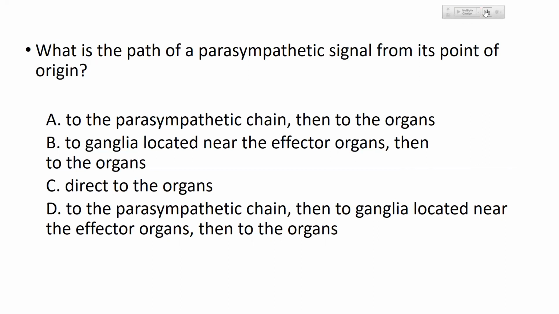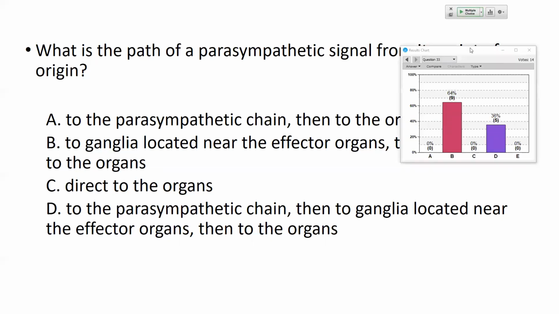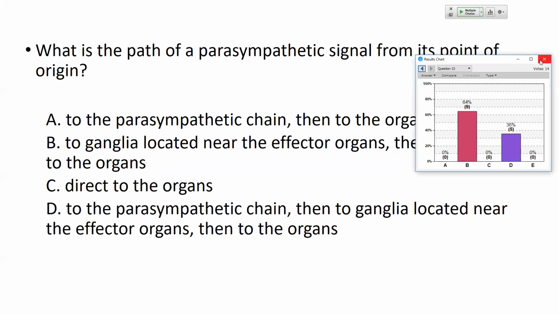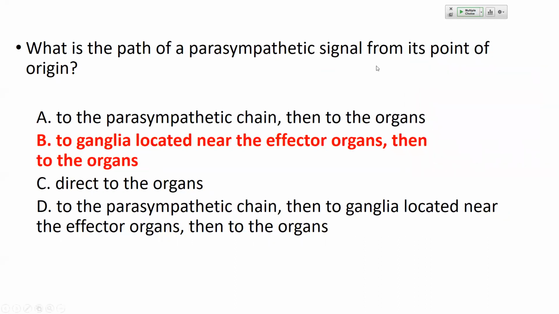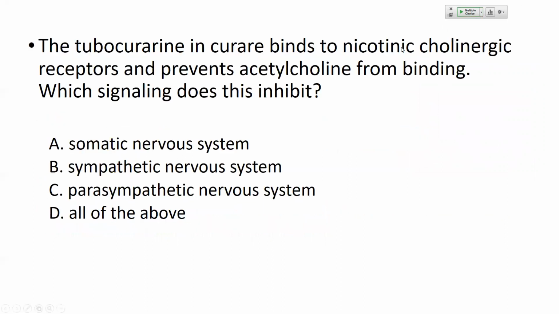All right, let's see what we got here. So the path of the parasympathetic signal from its origin to the effector tissues, B. So a ganglion, which is closer to the effector organ, and then to the organ, right? So you have a longer preganglionic neuron and a shorter postganglionic neuron.